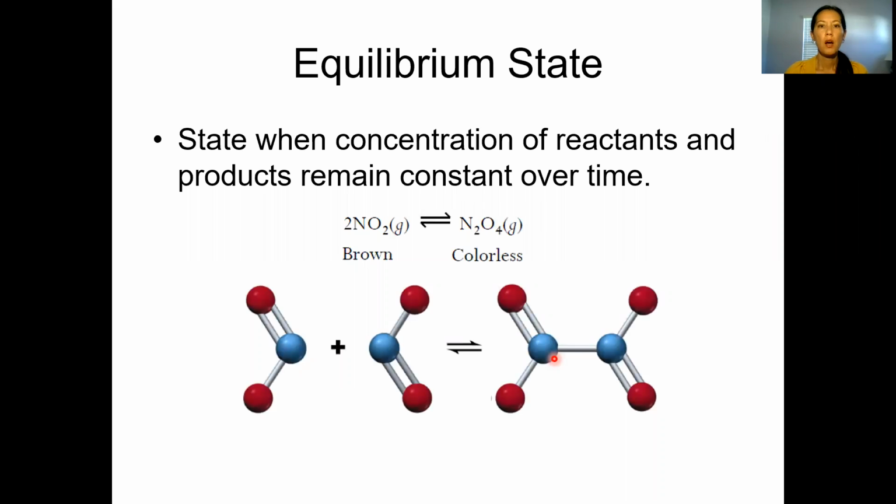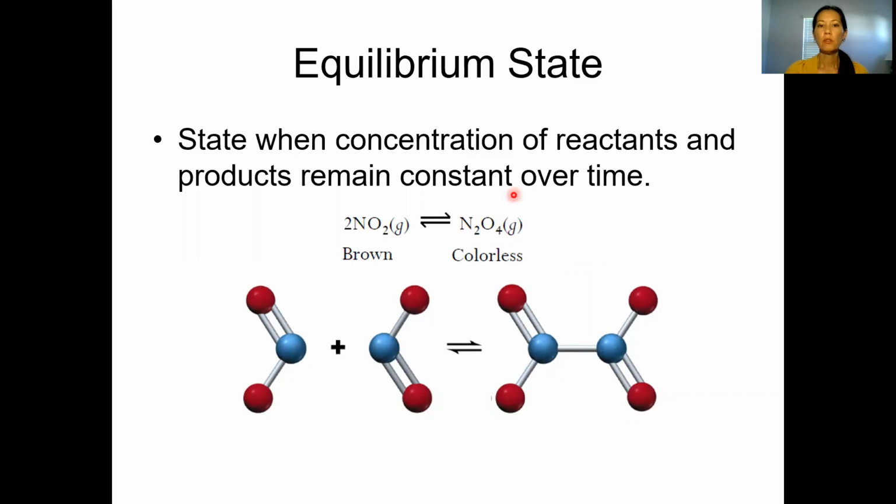So basically, let's start out with an example. We have two nitrogen dioxides reacting together, so two of these guys, N is blue, O is red, and when they combine, they can form a new bond, an N-N bond here, to generate dinitrogen tetroxide. We could observe this with color. The reactants are brown, the products are colorless.